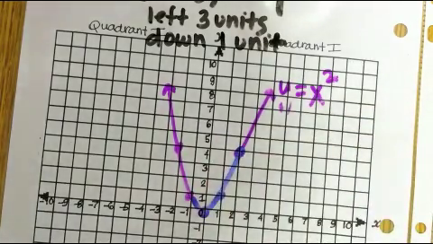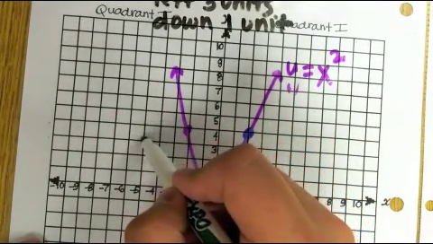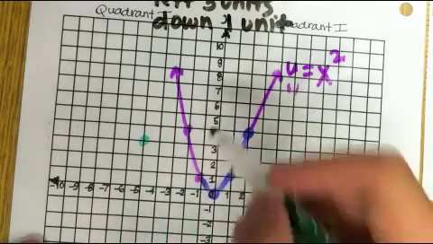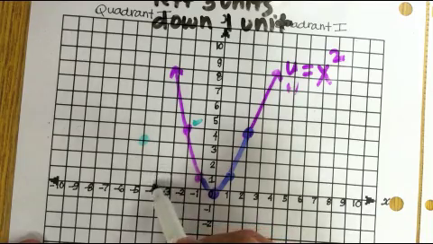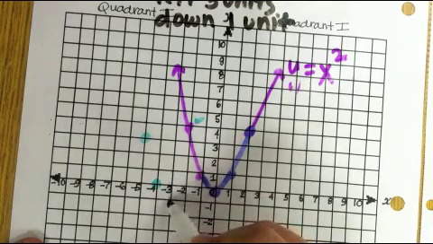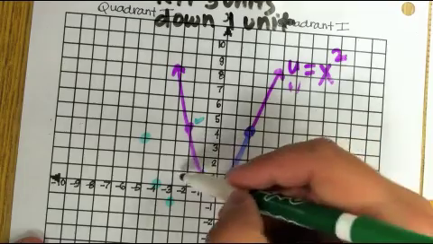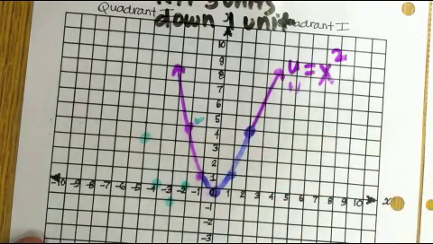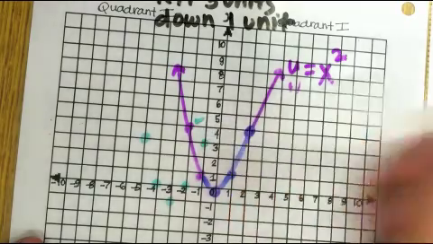Okay, so let's start with the left 3 units. So I'll use green here. So we're going to move them all to the left 3 and then go down 1. So here we go. 1, 2, 3, down 1. Okay, that takes care of that one. This one, over 3. 1, 2, 3, down 1. Okay, this one, 1, 2, 3, down 1. Okay, this one right here, 1, 2, 3, down 1. And then this point right here, 1, 2, 3, down 1.